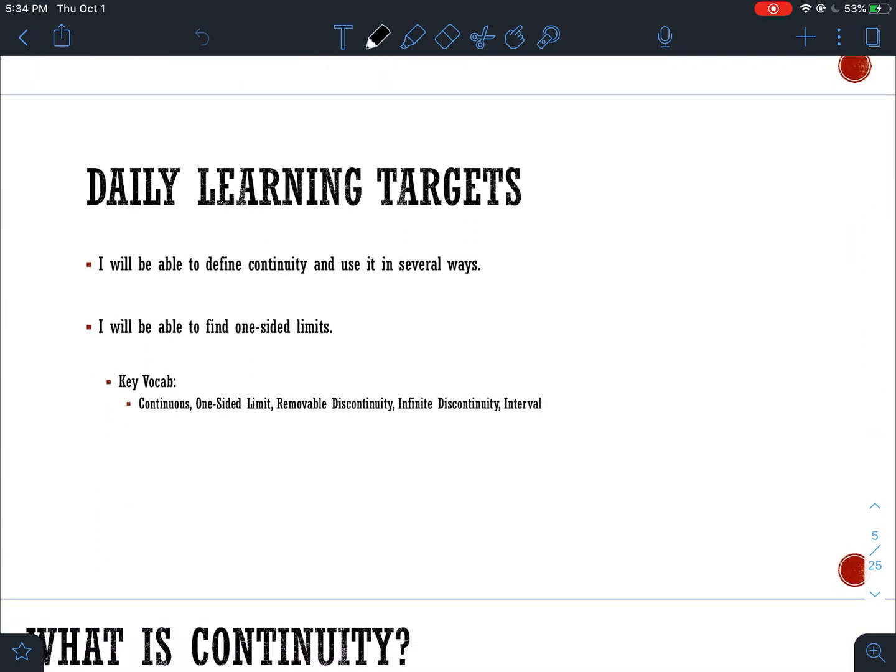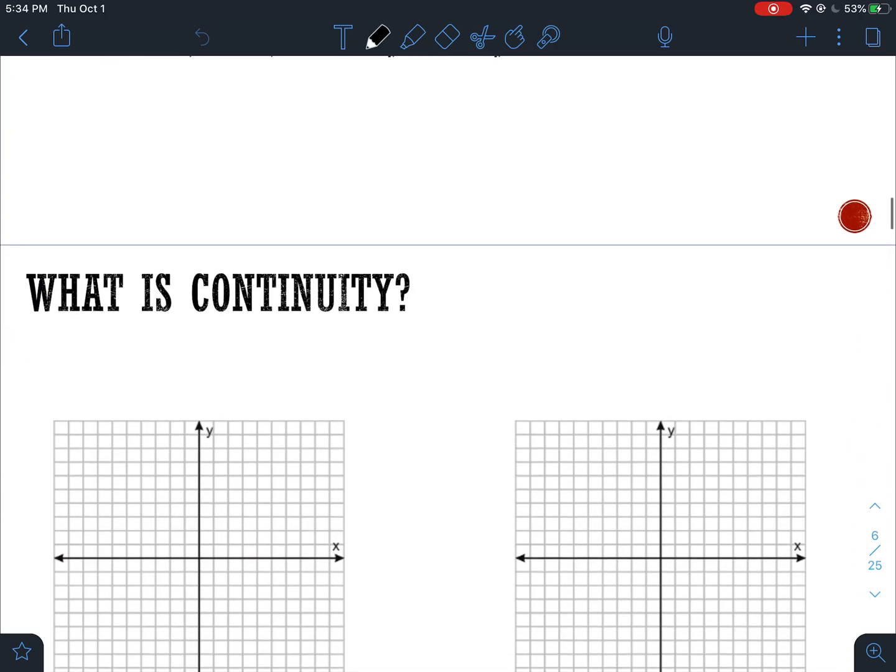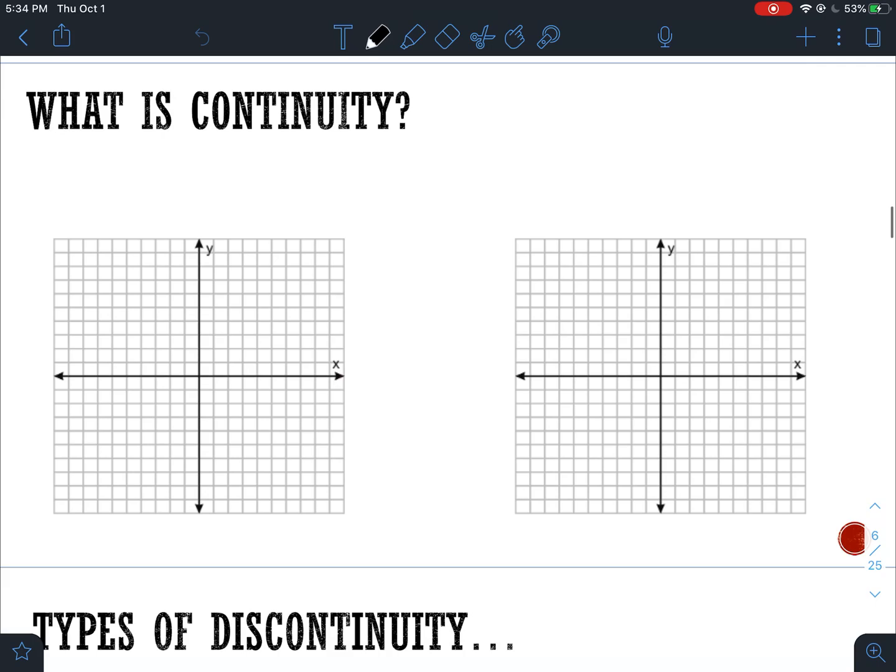So today we're going to talk about continuity and define it. What does it look like? What does it mean if a function is continuous? And we'll talk more about one-sided limits and what they have to do with continuity. So what is continuity? Continuity means that there's no breaks in the graph.